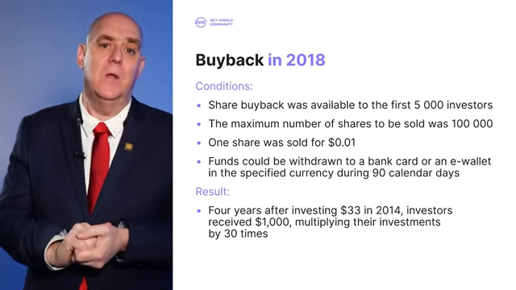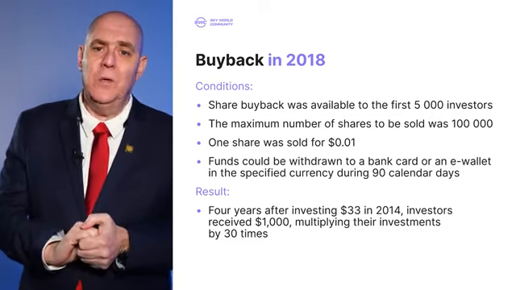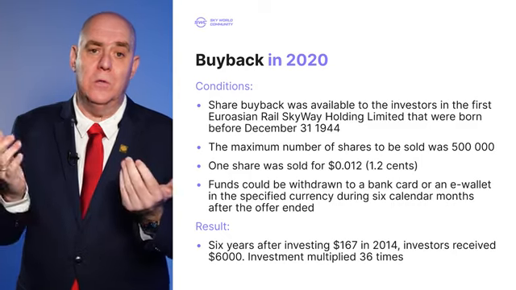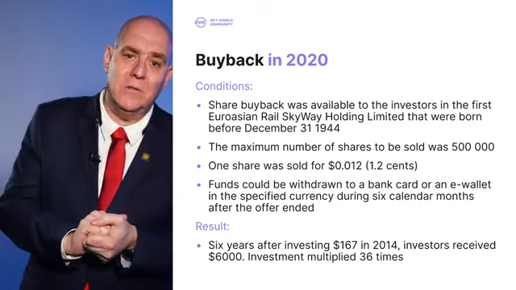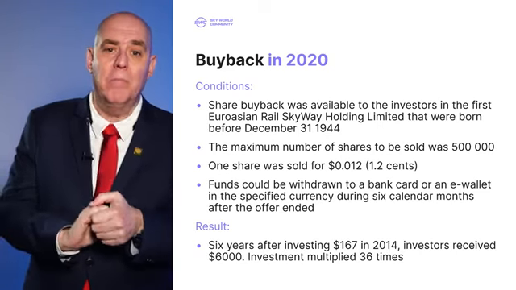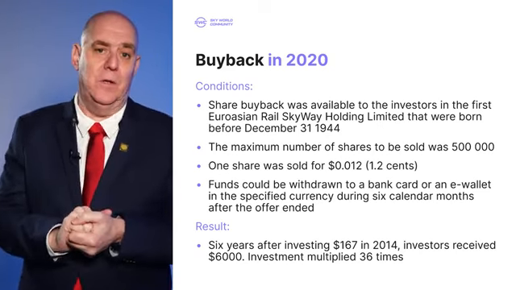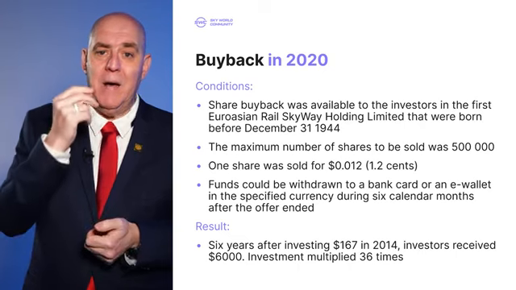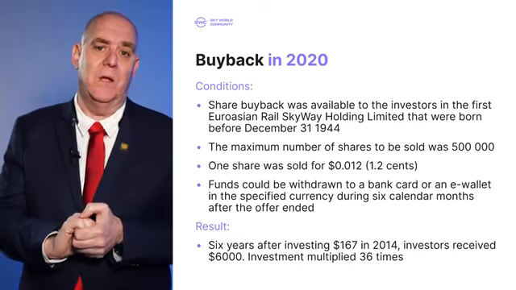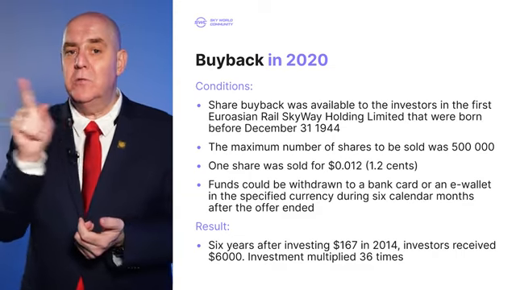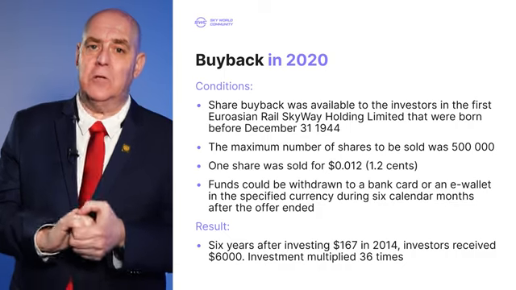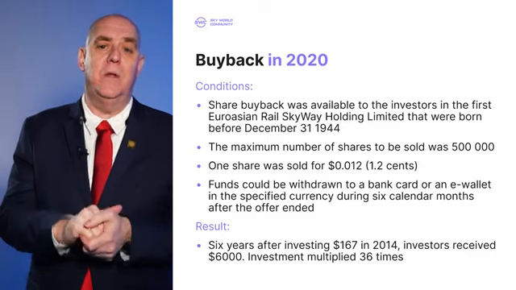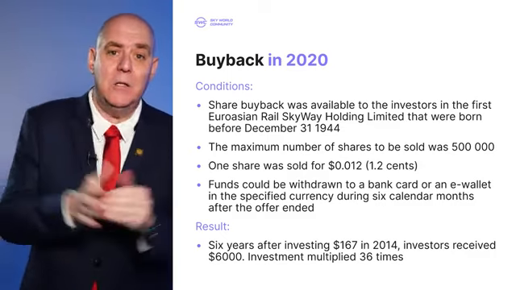30 times increase. On 1 January 2022, the company announced the second buyback. The conditions were as follows. It was available for investors who were part of the first Sky and born before December 31, 1944. At the time, the investors were 75 or more years old, and they could give back a maximum of 500,000 shares. The shares would be bought at 1.2 cents each. The investor could withdraw the money to a bank card or to a wallet in the currency of their choice within a period of 6 months. After this period, it was closed.